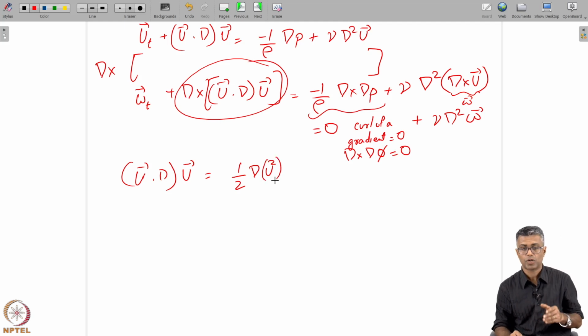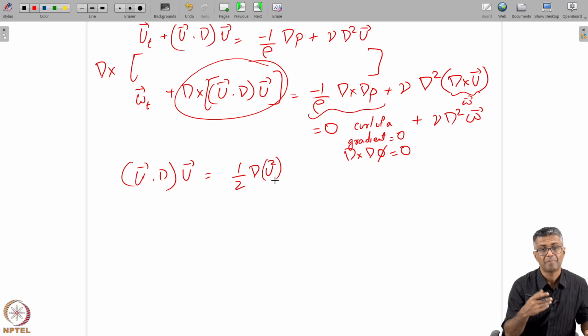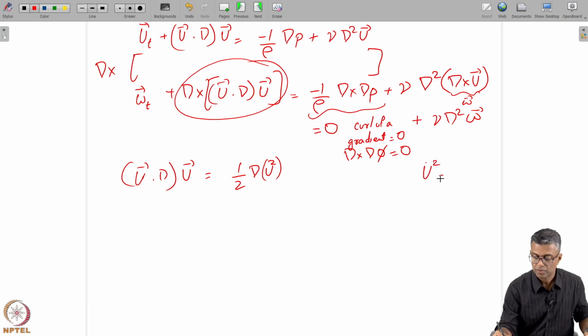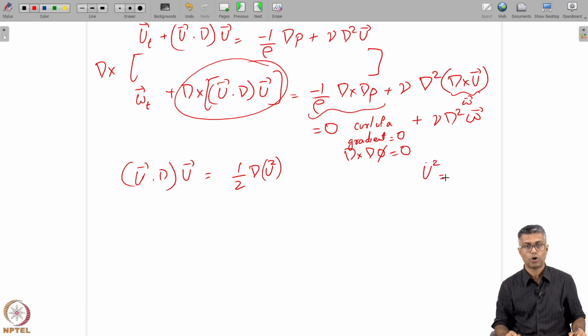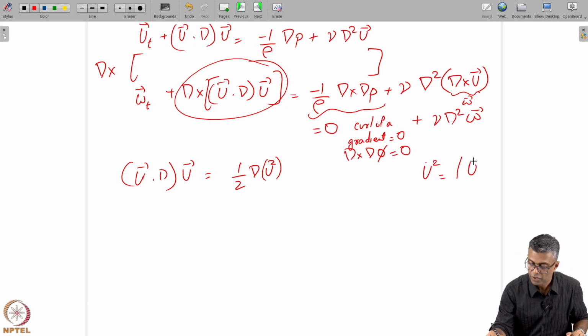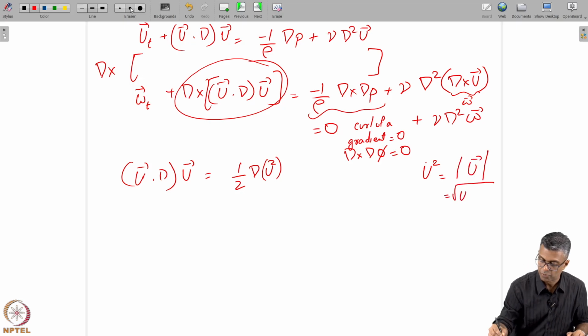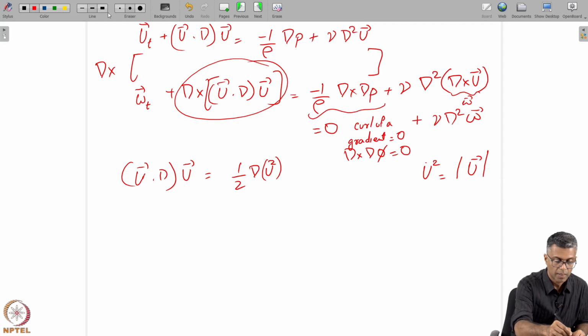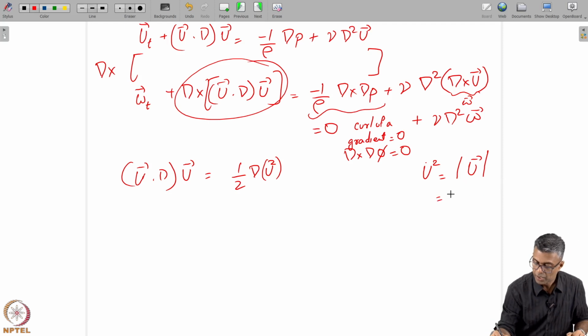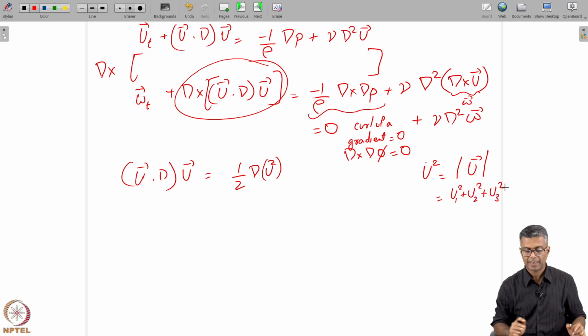This is a gradient of u squared. So obviously u squared is a scalar. Of course, u squared is the magnitude of the velocity vector. So u squared, without the vector sign on top, I am indicating as a magnitude. So it is the magnitude of the velocity vector, isn't it? I don't need a square root because I've put in a u squared. That is essentially u1 squared plus u2 squared plus u3 squared. That is what u squared is.